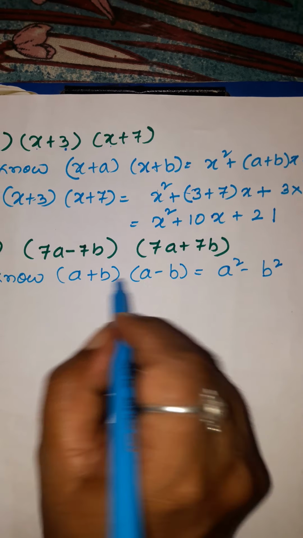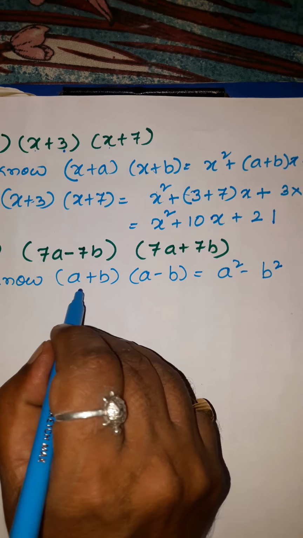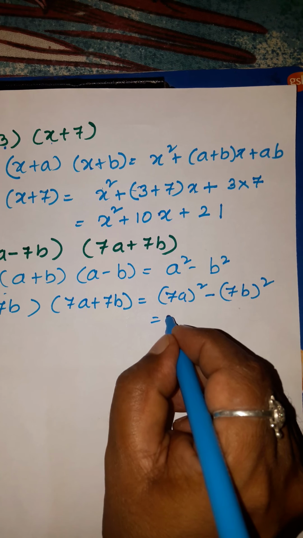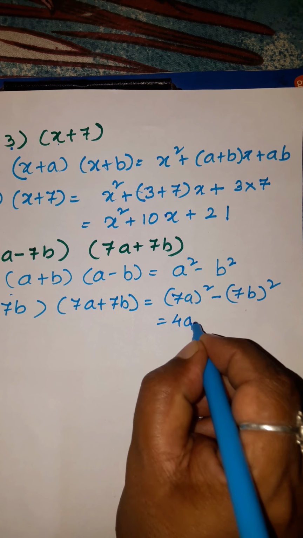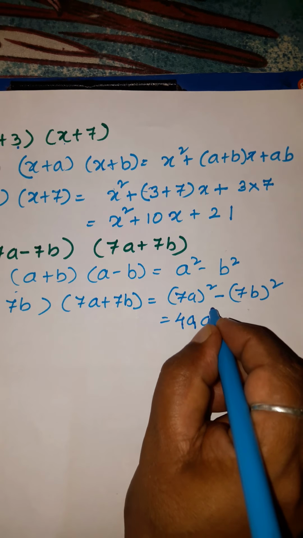See, we can write a minus b first or a plus b first, nothing happens. So therefore 7a minus 7b into 7a plus 7b is equal to square of the first term, 7a whole square, minus the second term, 7b whole square, that is 7 sevens are 49, a square, 49 a square minus 49 b square. So 49 a square minus 49 b square. Next, seventh one.